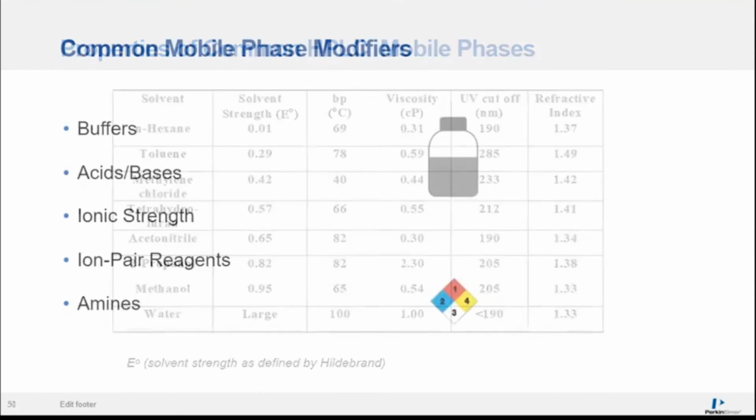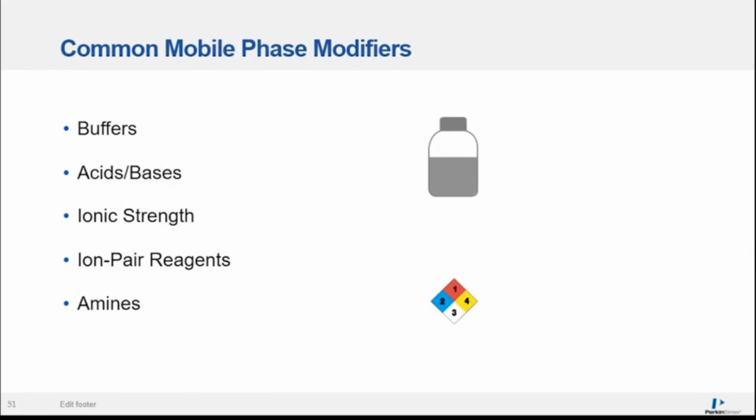We will also sometimes add additives or modifiers to our mobile phase. Buffers, acids or bases, ion pair reagents, for example, tetrabutyl ammonium hydroxide or hexane sulfonic acid.